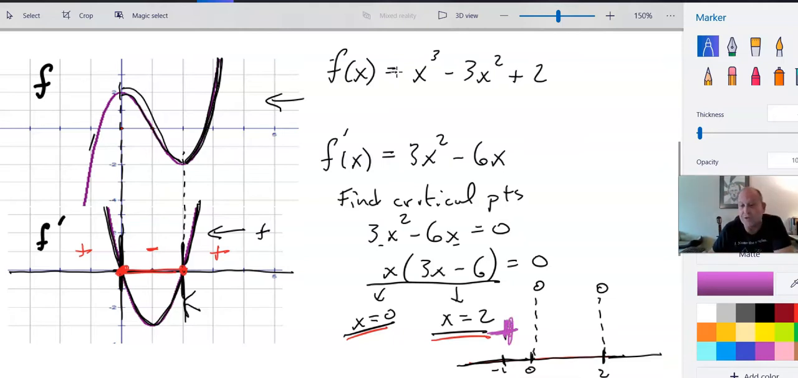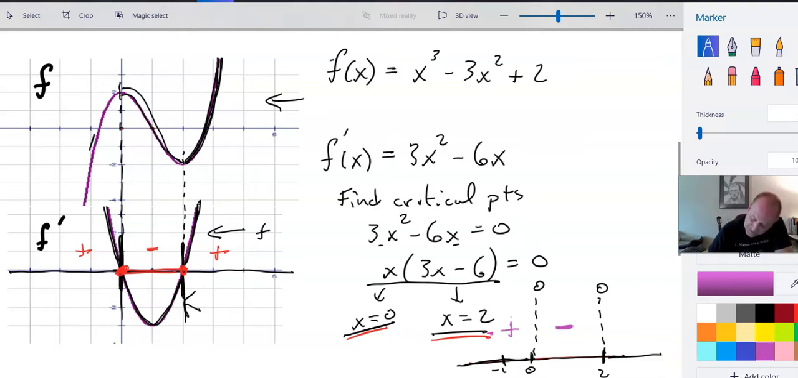Between 0 and 2, I need to plug something in. So I'm just going to pick 1 because that's the easiest thing to plug in. Actually, let me clean that plus sign up. So I know I'm plus here. So if I plug in 1, I have 1 times, well, 3 minus 6 is negative 3. So 1 times negative 3 is negative. So it's negative in here.